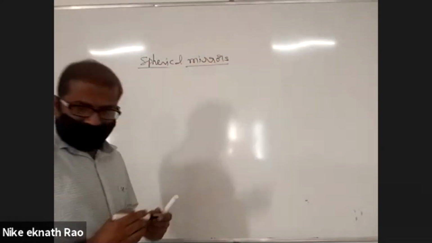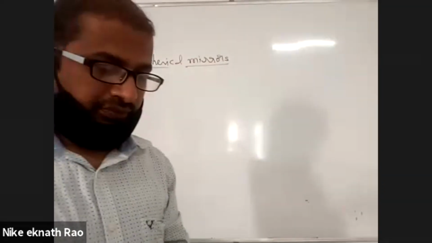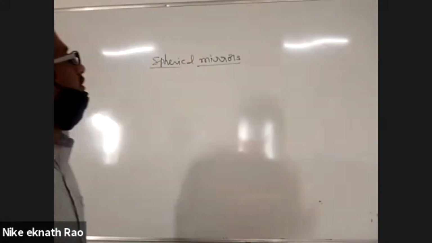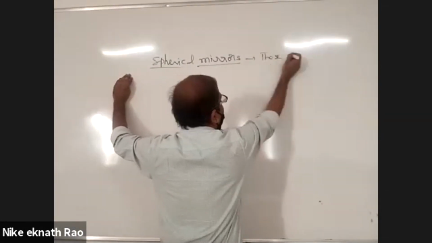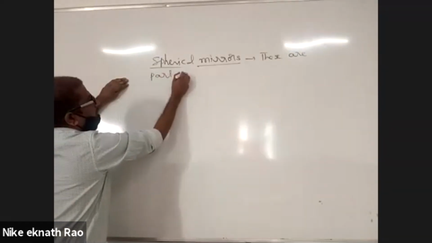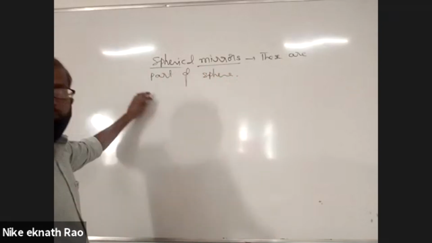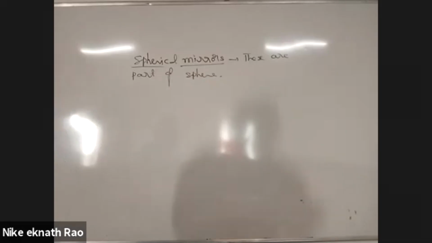Spherical mirrors are part of a sphere. Okay, what are the spherical mirrors here? They're part of a sphere. Now, these are part of a sphere. Okay. Now, how do we construct them?